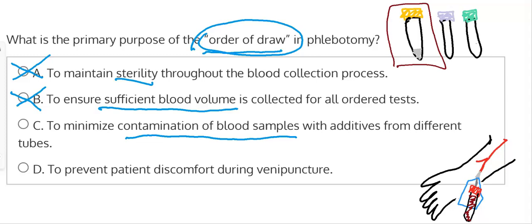Also, as an aside, this gel additive could also be seen on your mint top as well. So it looks like we're going to be going with option C, but let's take a look at the other choices.